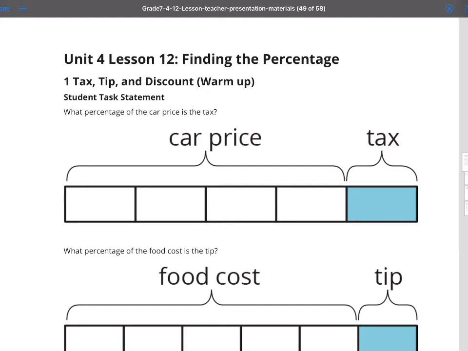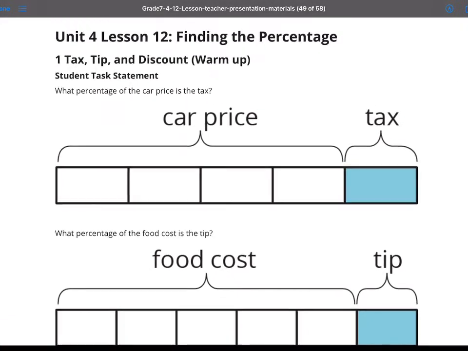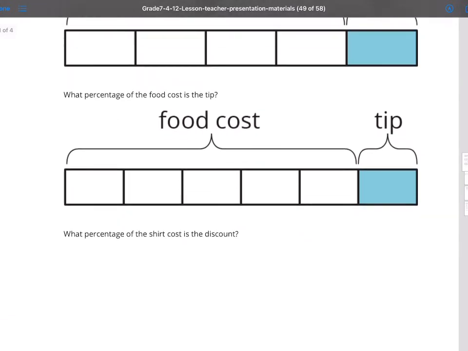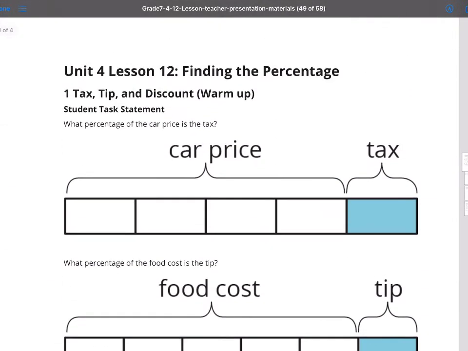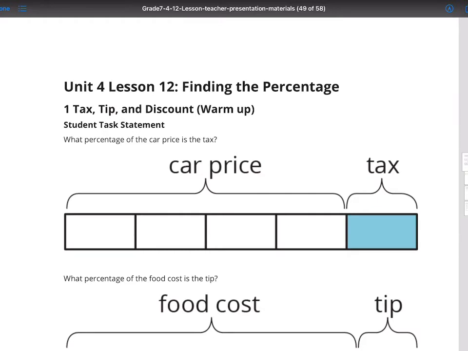The lesson first starts off with this warm-up called Tax, Tip, and Discounts. Now, we see some familiar images, which are tape diagrams. All right, mine is very much so enlarged, so just excuse how enlarged it is. I don't know why it saves like that, but it is what it is, okay?